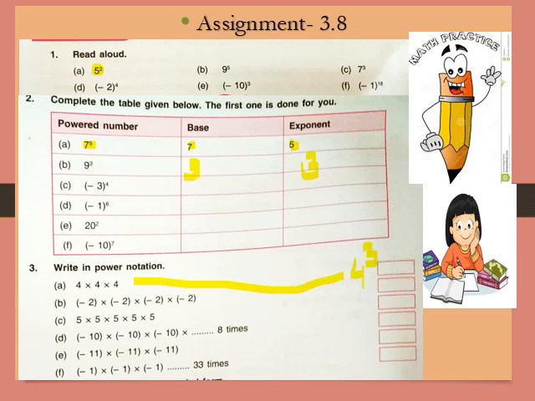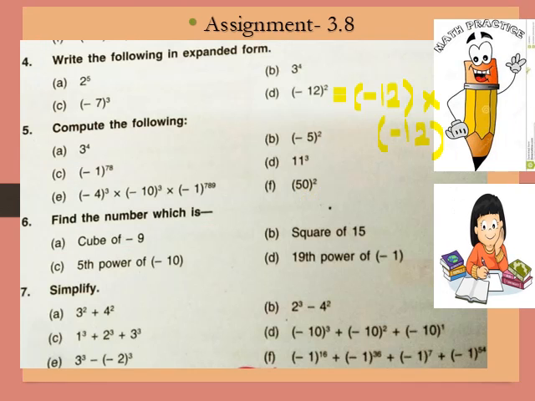This is again very easy. Here you can write as 4 raised to the power. See how many times 3 are there? How many times 4 is there? So you can write this question as 4 raised to the power 3. So in this way you have to solve the remaining questions.